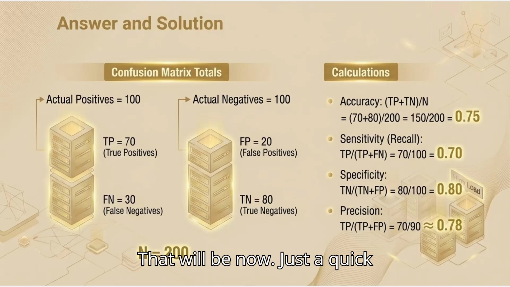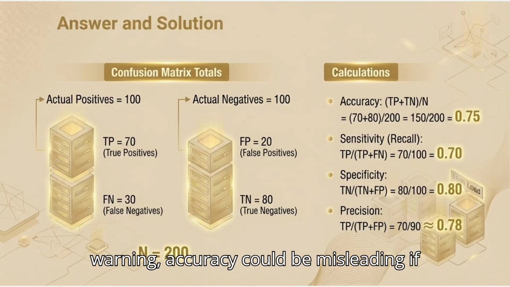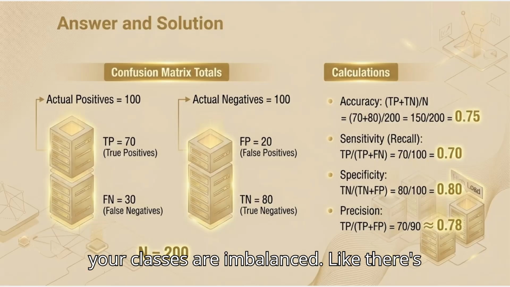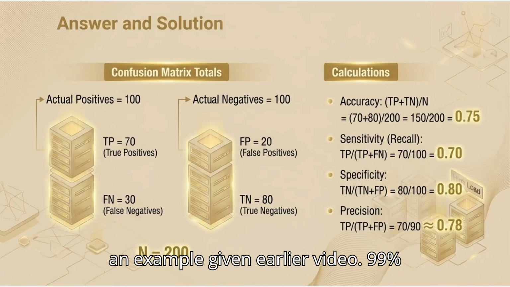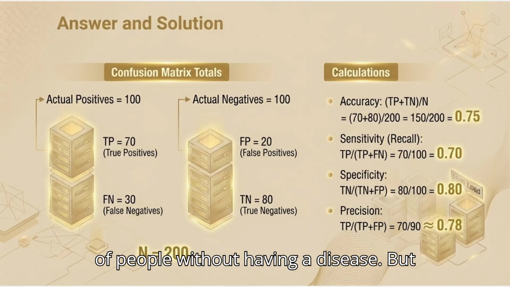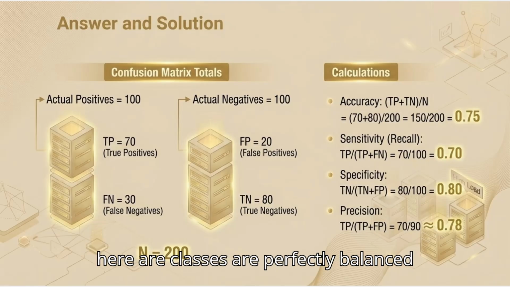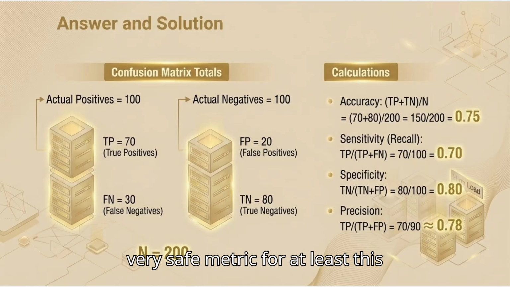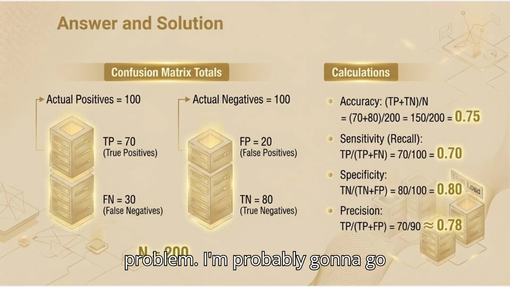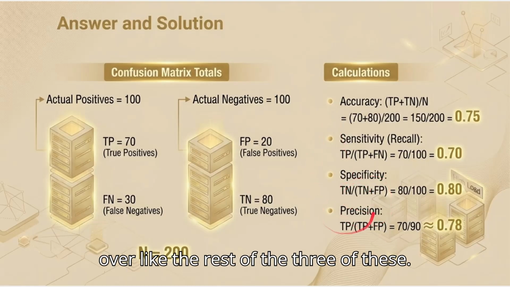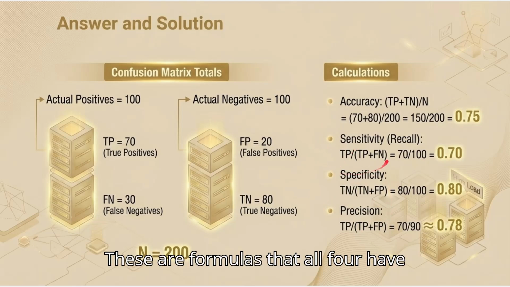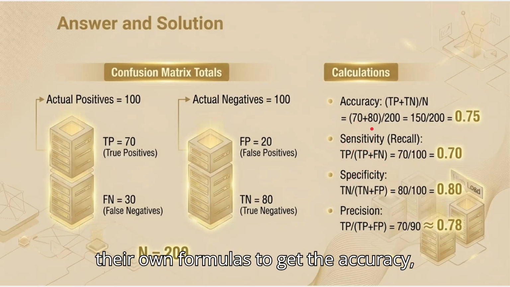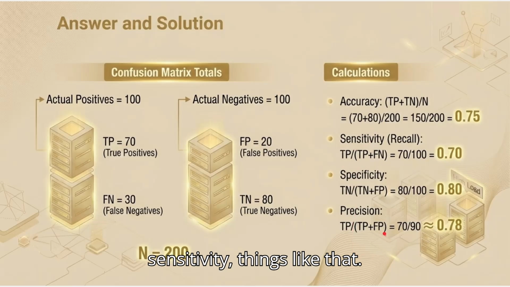Now, just a quick warning, accuracy can be misleading if your classes are imbalanced. Like there's an example I gave in an earlier video, like 99% of people not having a disease. But here our classes are perfectly balanced, 100 true, 100 false. So accuracy is a very safe metric for at least this problem. And I'm probably not going to go over all the rest of these. All four have their own formulas to get the accuracy, sensitivity, things like that.